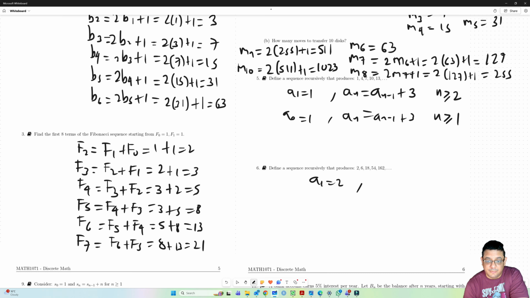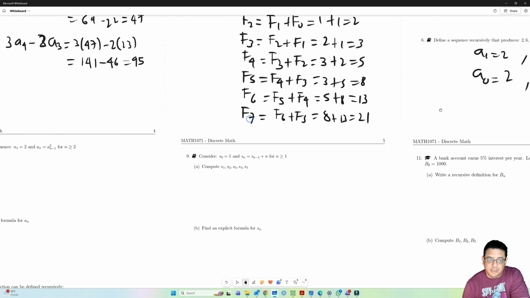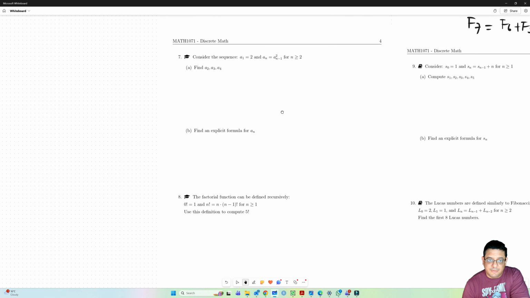So we can think of A1 being 2. And now AN is just going to be 3AN minus 1 with N bigger or equal than 2. Or also, if you think of this as A0, then you can set it up the same, but with N bigger or equal than 1. So it all depends on what you're defining as your first term. Now let's go to question number 7.